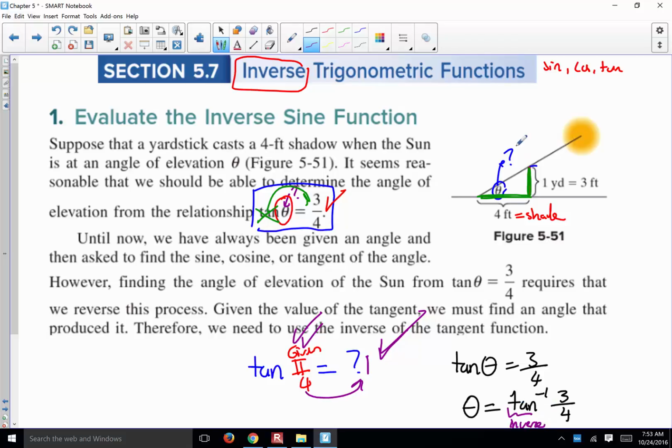The only way you can compute this angle is using an inverse function. So we need to build one. I actually already gave you that. We call it tangent inverse. It exists, but there are some requirements we need to mention.